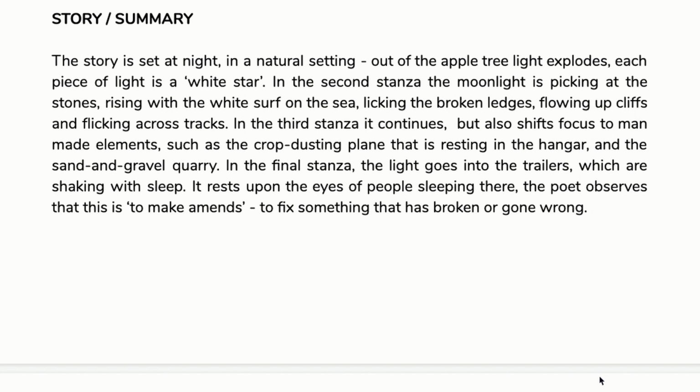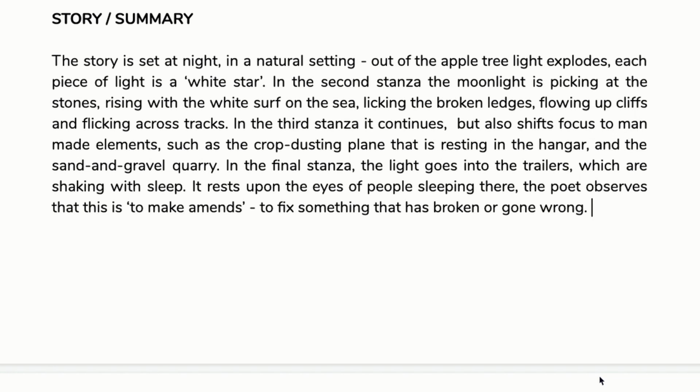We realize that the moonlight, as it moves over the landscape, is illuminating or highlighting certain features of that landscape, and that's what the poet draws our attention to. So it's picking at stones, meaning it's highlighting those stones. It's picking up the details on the white surf of the sea. It's licking broken ledges, so broken rock formations. Flowing up cliffs, which is quite a hard phrase to say, actually, I just realized. Flowing up cliffs and flickering across tracks.